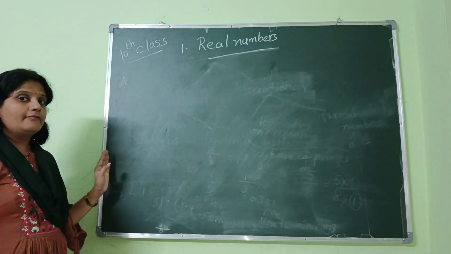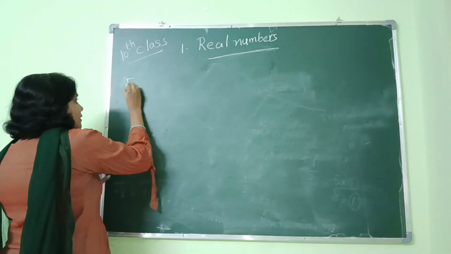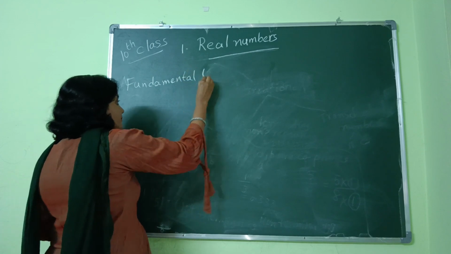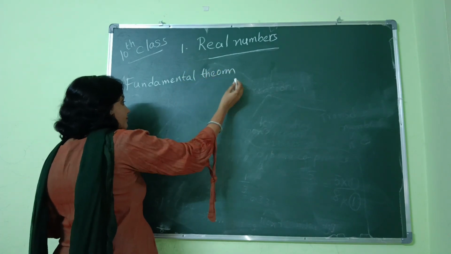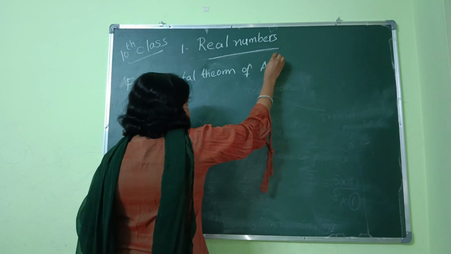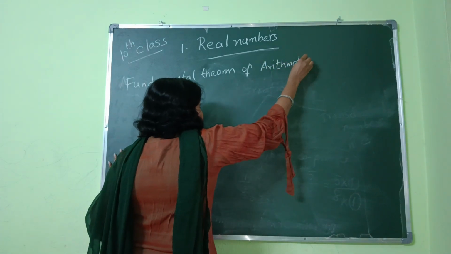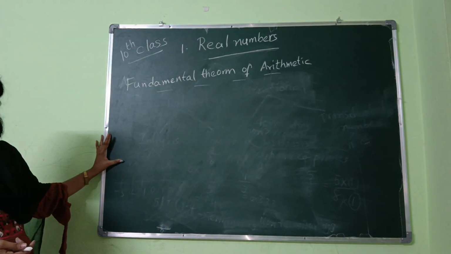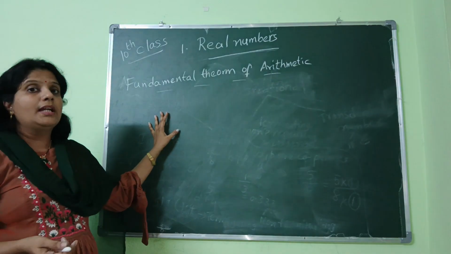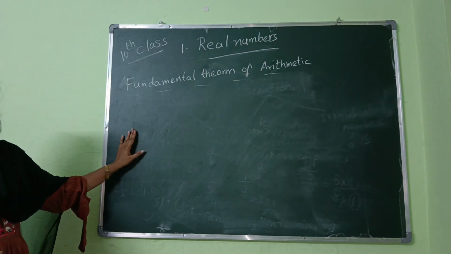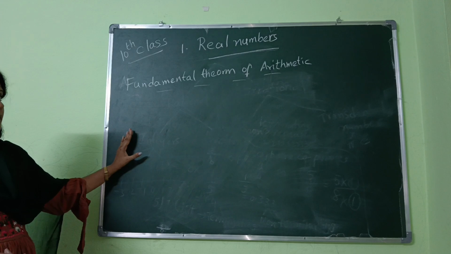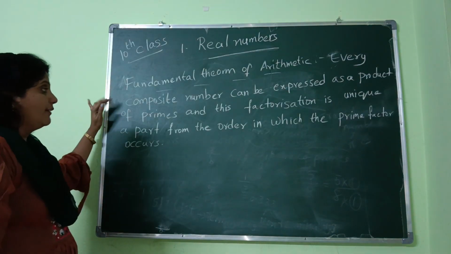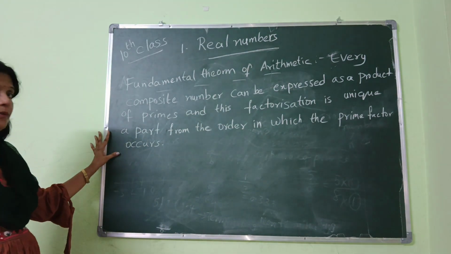So next concept is the fundamental theorem of arithmetic. So what is the first theorem in the real numbers? That is the fundamental theorem of arithmetic. What this theorem says is every composite number can be expressed as a product of prime factors. Now we have written the definition of the fundamental theorem of arithmetic.